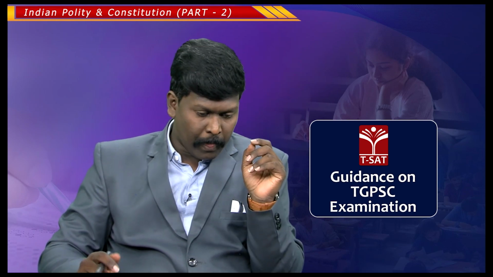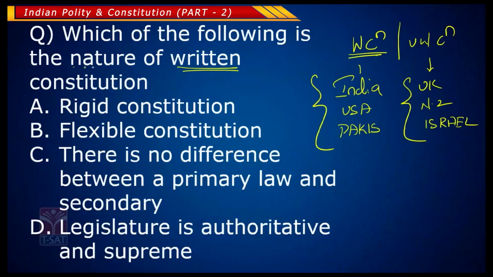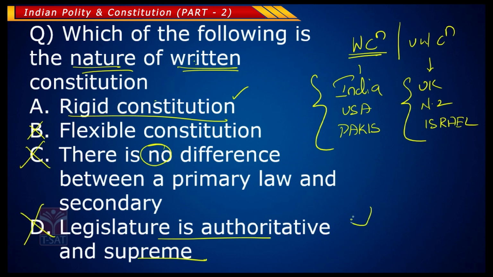Now look at this. Which of the following are the features? Nature. Rigid, yes. Written constitution is rigid. It is not flexible. There is a difference, so this is also wrong. Legislature is authoritative and supreme? No. In a written constitution, judiciary is supreme. Okay. So, answer is A. A written constitution is a rigid constitution.